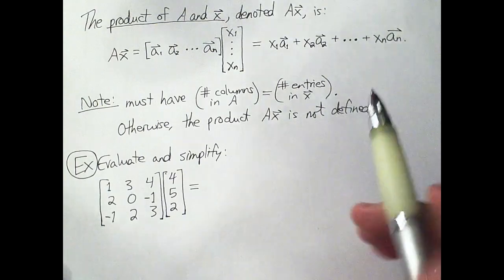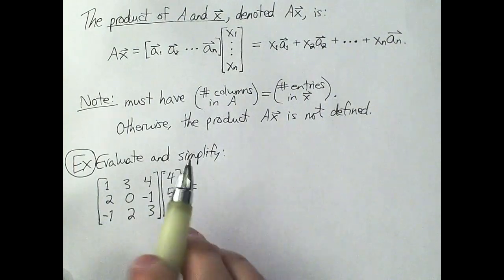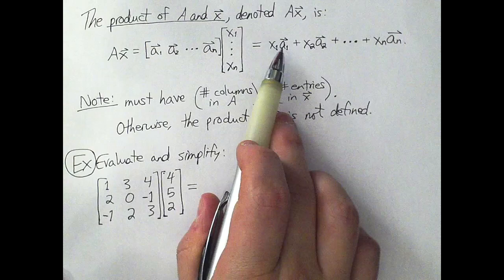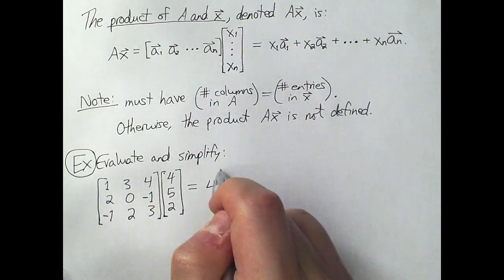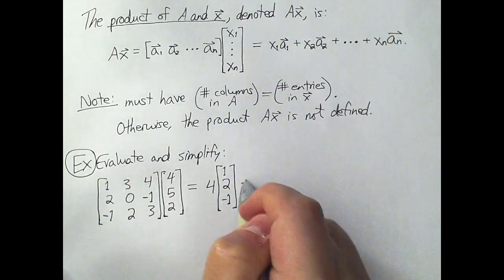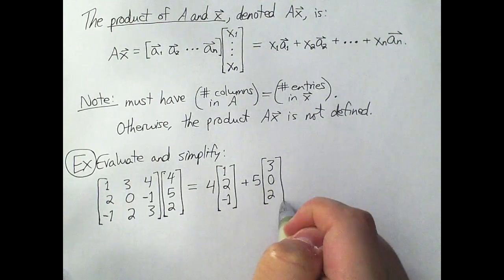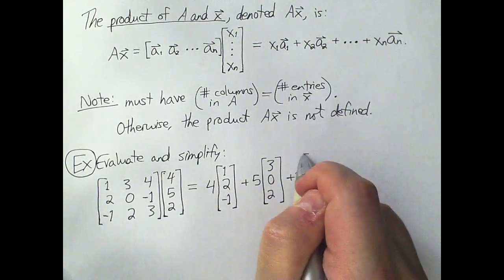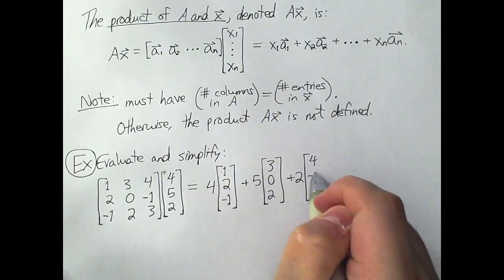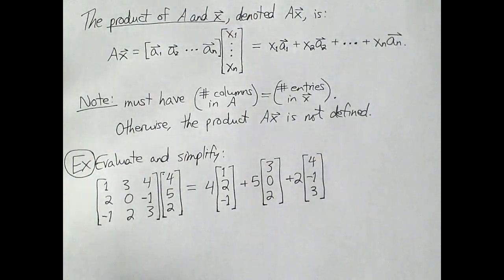All right, so what does it say to do up here? It says take the first entry of the column vector. So we're thinking of this as A and this as X. Take the first entry of X, in this case 4, times the first column of A. Add that to the next entry of X times the next column of A. Add that to the next entry of X times the next column of A. If the sizes line up, then we will find that we are done. There were 3 things in X, and there were 3 columns in A.